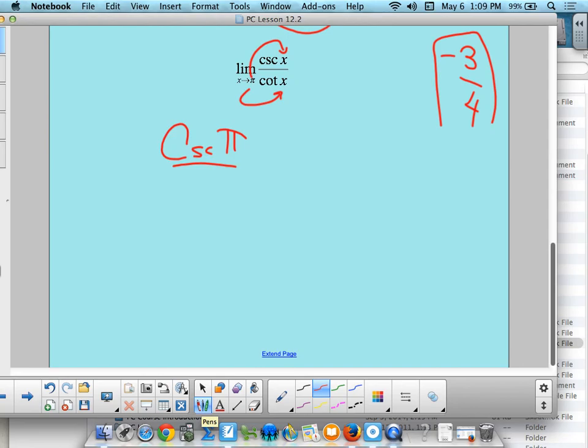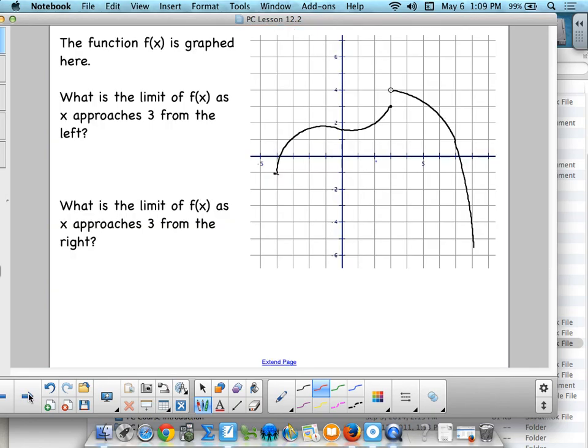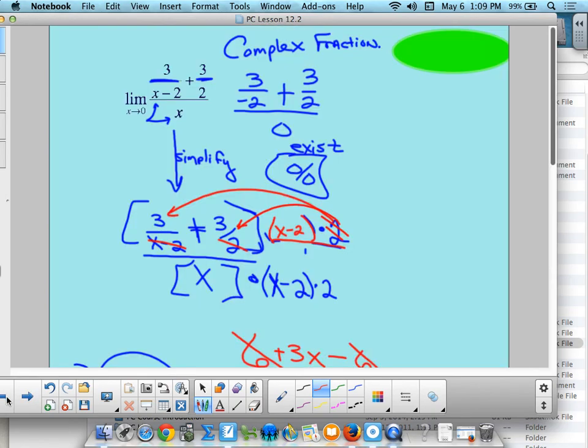What's cosecant of pi over cotangent of pi? And by the way, pi's right there. What's that point? -1, 0. Is that really it? That is it. How much more did I have left? Oh, good. I was almost done.